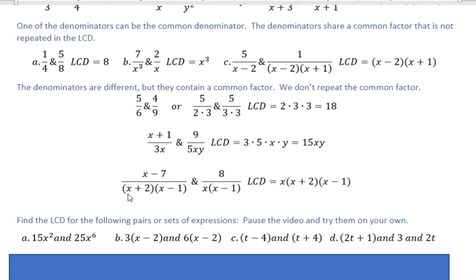And finally, in the last one, we have two binomials, and then we have a monomial and a binomial. Well, I need x plus 2 and x minus 1 in my denominator to represent this fraction. And if I were to write that, I could just write that side by side. And then when I look at the next one, I have a standalone x, which I didn't have before. So that would be included in my LCD. I have an x minus 1 that's already represented, so I would not repeat that, and my LCD would be x times x plus 2 times x minus 1.